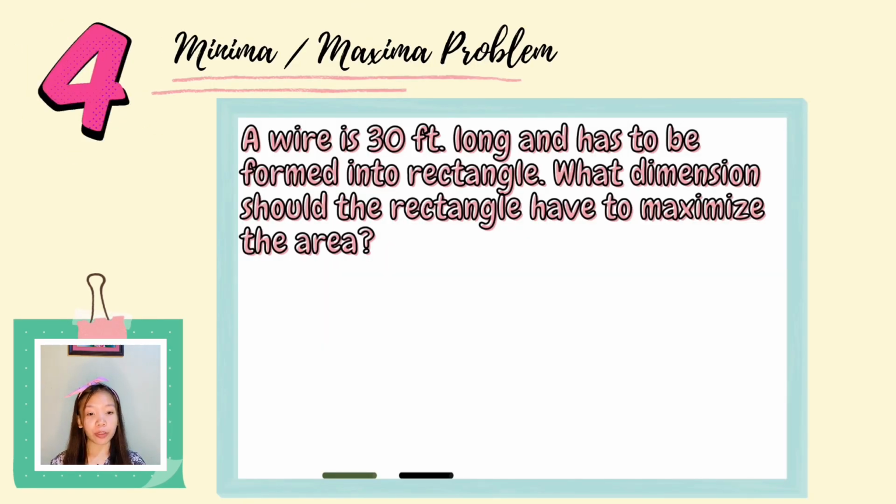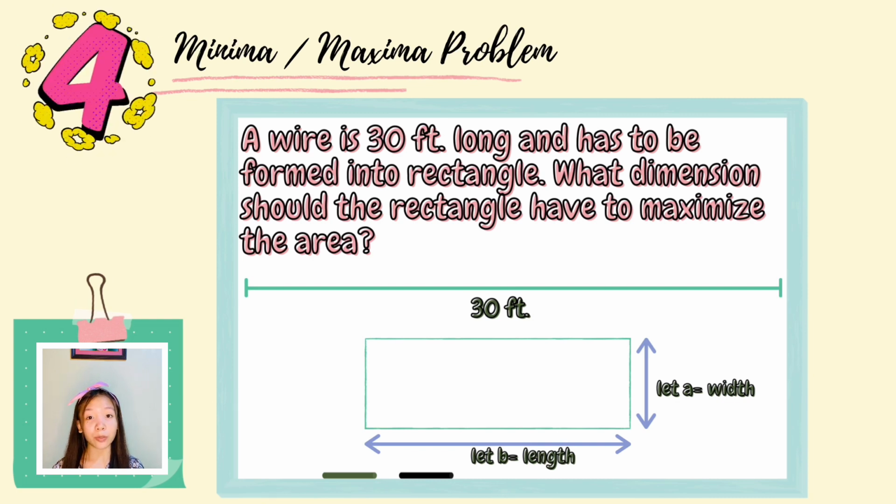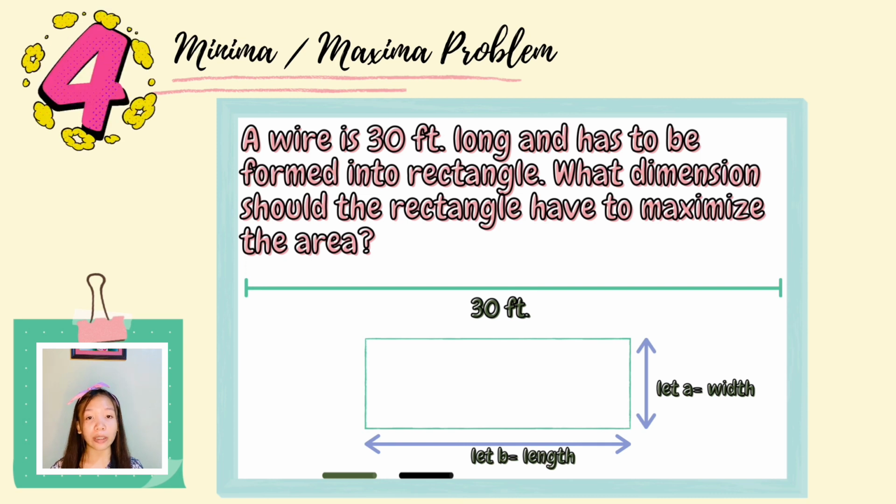So for our fourth problem, a wire is 30 feet long and has to be formed into a rectangle. What dimension should the rectangle have to maximize the area? Remember the first step that we need to do in order to solve a minima-maxima problem. That is to draw a diagram if necessary. Therefore, I draw a straight line right there representing a 30 feet long wire. Since it is stated in the problem that it has to be formed into a rectangle, I have also drawn a rectangle. The question is, what dimension should the rectangle have to maximize the area?